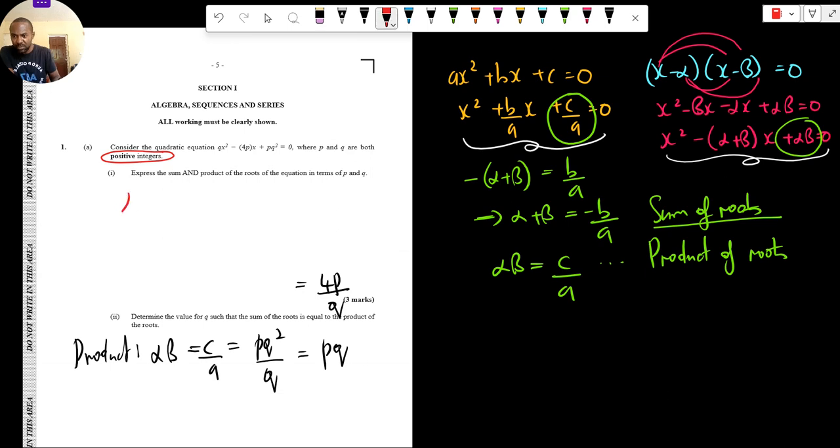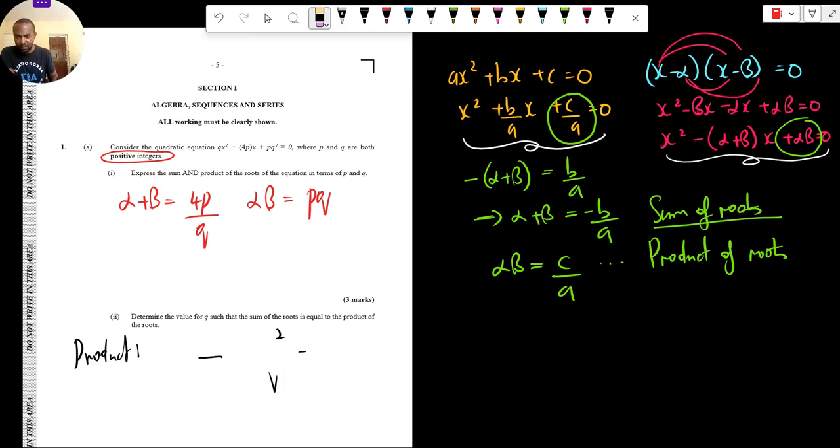So we can basically say that for the roots, alpha plus beta is equal to 4p over q, and the product alpha beta is equal to pq, right? All right, so let's move on to part 2 of the question. Now, what does part 2 say?